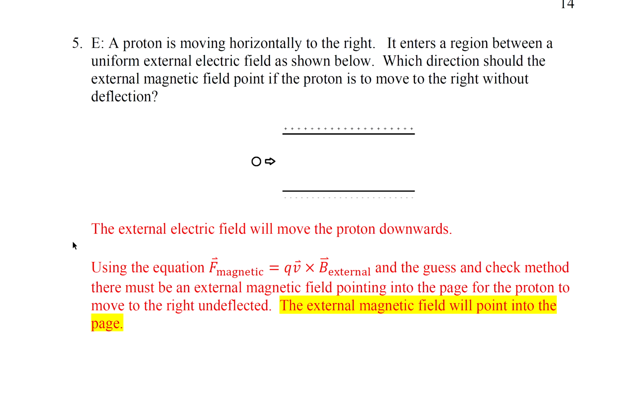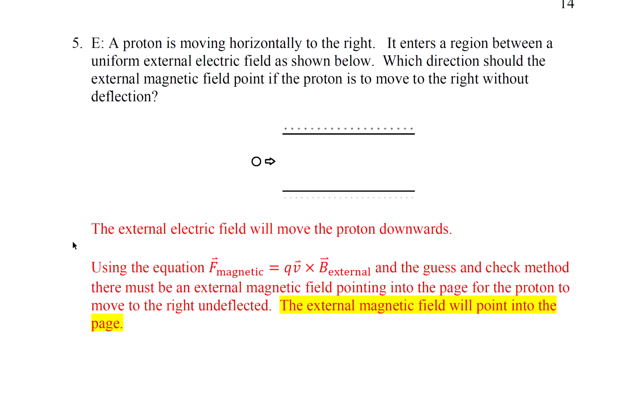We know the electric field is going to point downwards because the electric field points from positive charge to negative charge. So the electric field is going to make this proton go down. So we want the magnetic force to point up. So we have to use guess and check. And if there's a magnetic field pointing into the page, then the magnetic force points up.